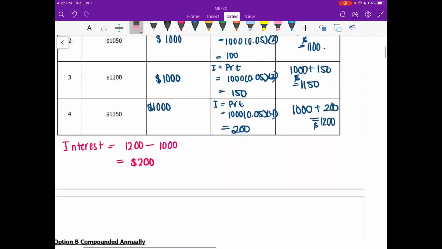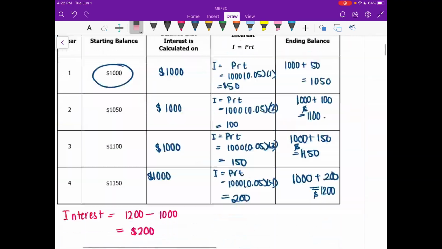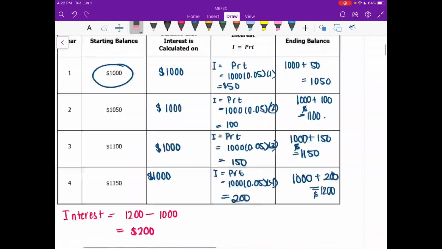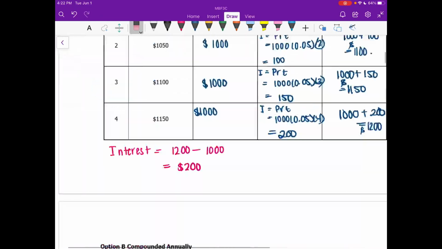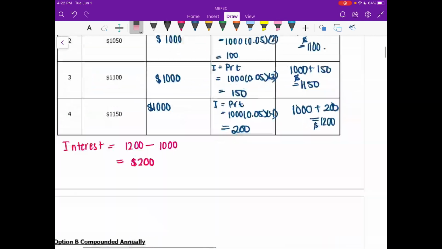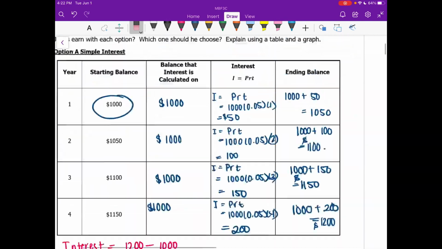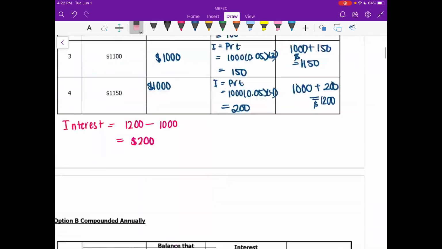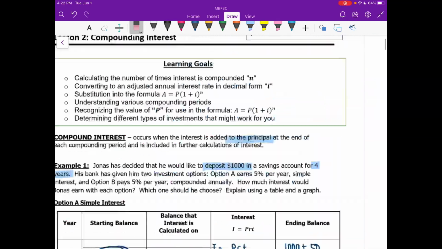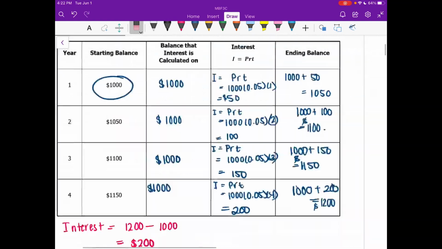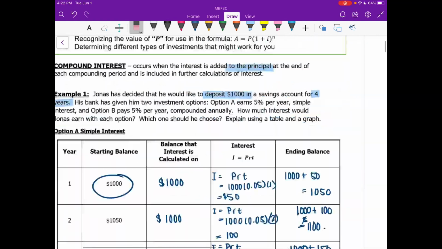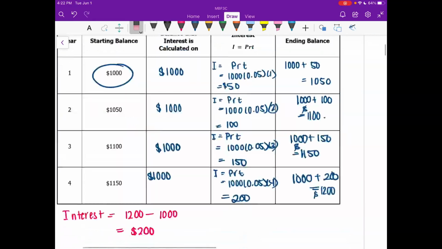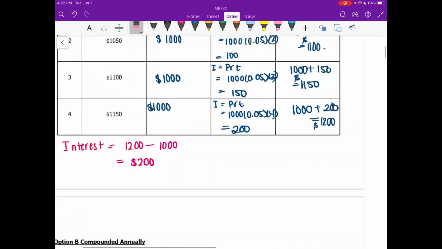To calculate the compounding interest, you are going to use this formula. It's called A equals P(1 plus i) to the power of n. A in this situation represents our final value, after however many compounding periods. P represents the principal, which is how much we originally invested. i represents the interest rate in that compounding period. And n represents the number of compounding periods.